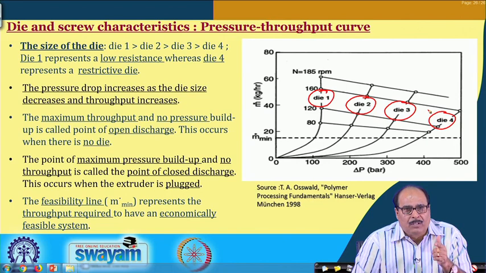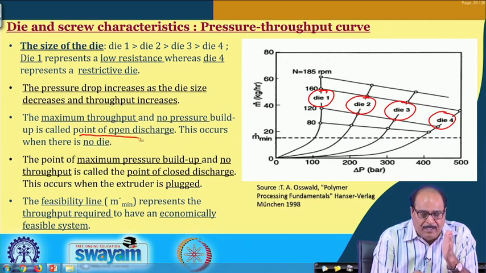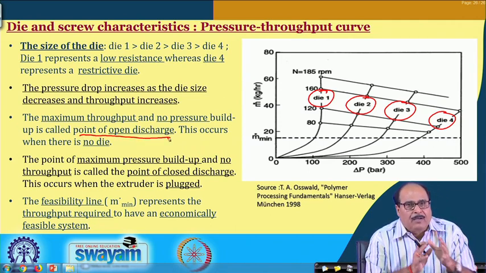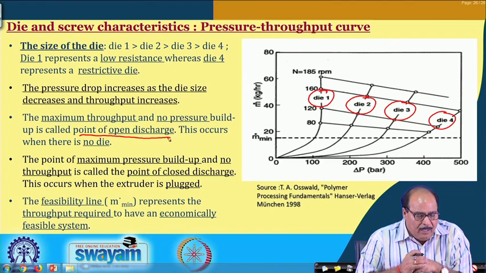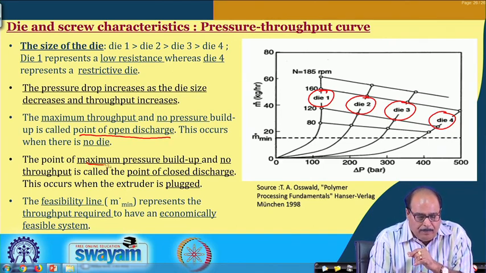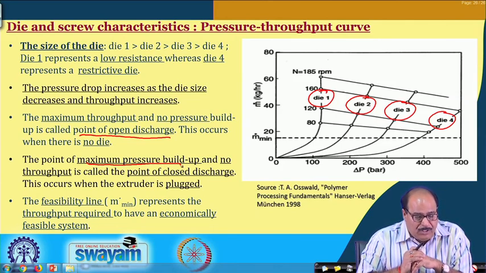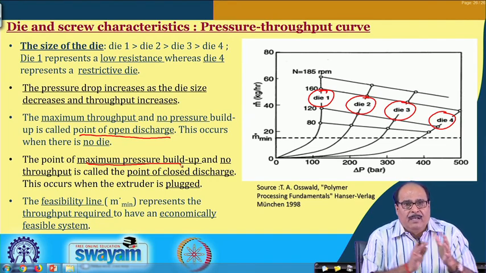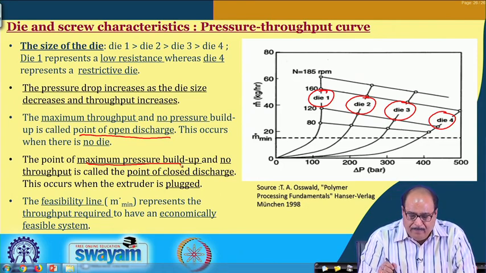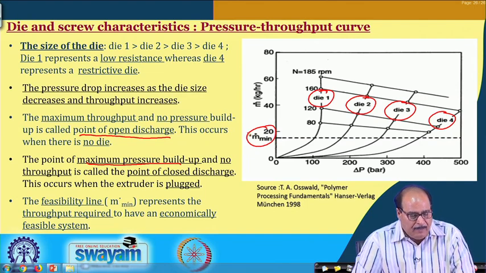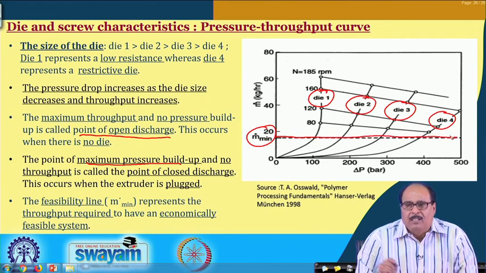The maximum throughput and no pressure buildup is called the point of open discharge, and this occurs when there is no die, meaning the material can go out easily. The point of maximum pressure buildup and no throughput is called the point of closed discharge, and this occurs when the extruder is actually plugged. The feasibility line, M star minimum, represents the throughput required to have an economically feasible system, as you can see in this figure.